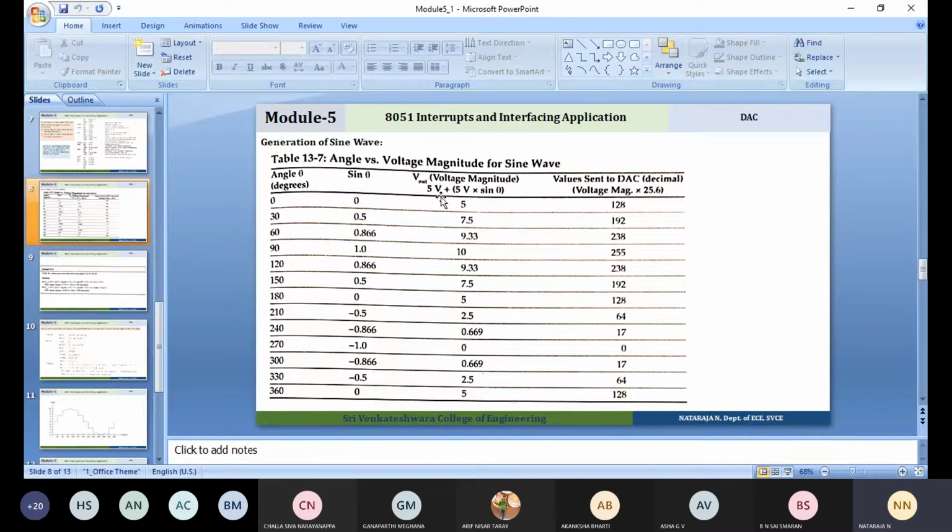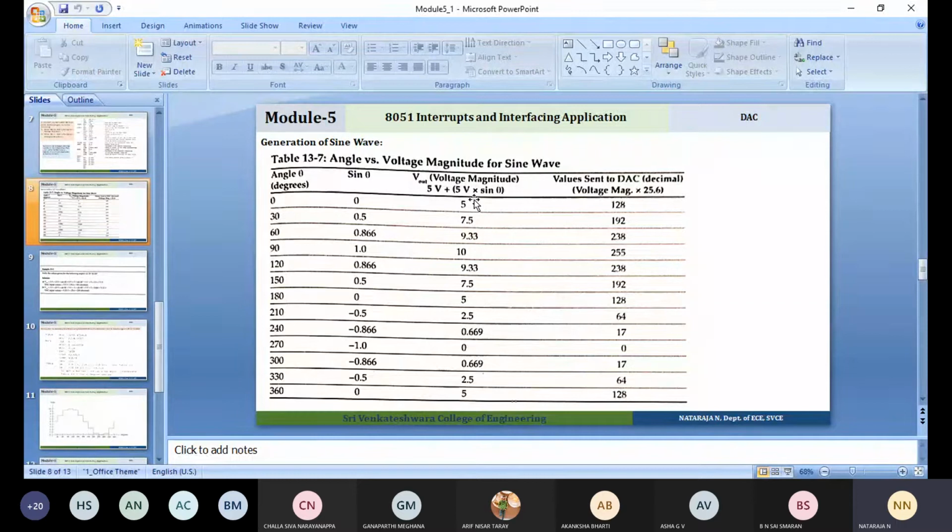Then V out, we have a relation that V out is equal to 5 plus 5 into sine theta. Why do we multiply sine theta by 5 and again add 5? Because the signal varies positive or negative. We are going to take 10 volts peak to peak, which means plus or minus 5. That is why we multiply by 5 and add 5. Okay, that is your formula to find the output voltage.